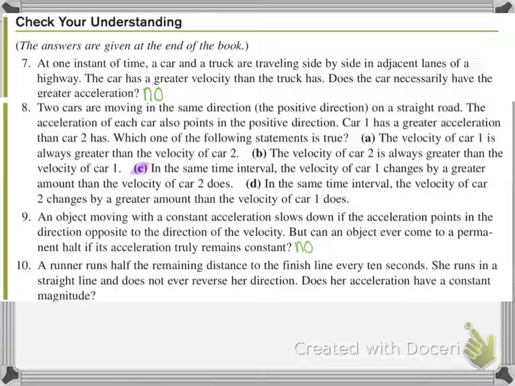And the answer for this is no, because although the runner runs half the remaining distance to the finish line every 10 seconds, we don't know how long it took her to run the first half. So you would not be able to tell if the acceleration has a constant magnitude.